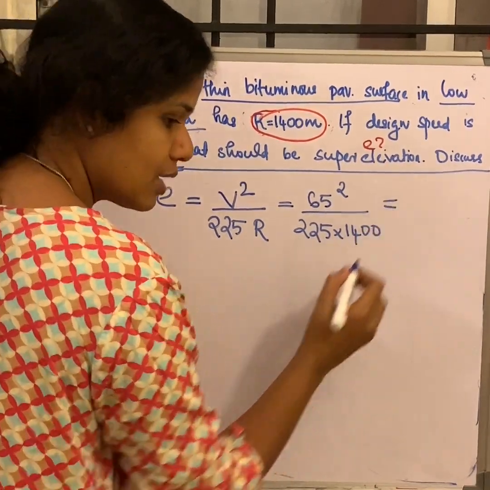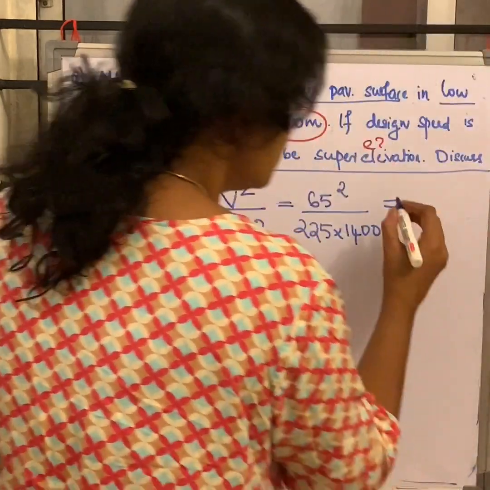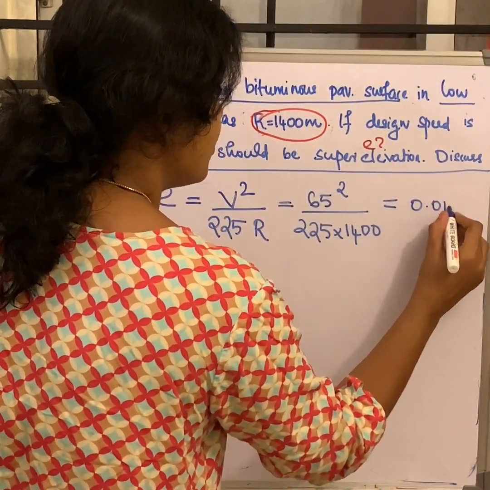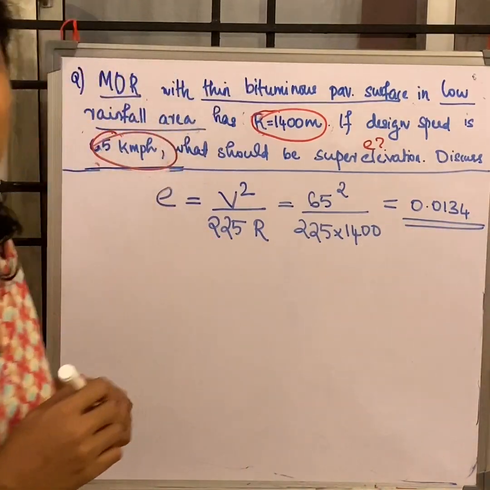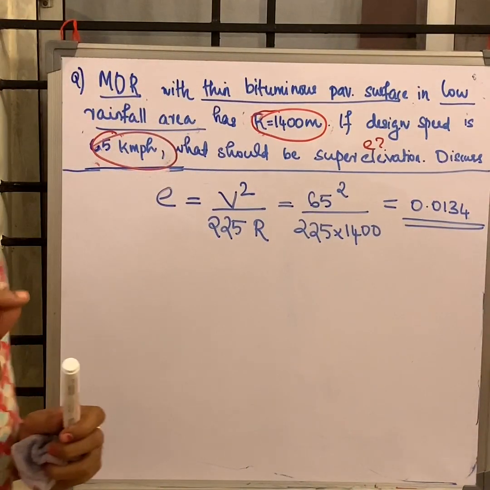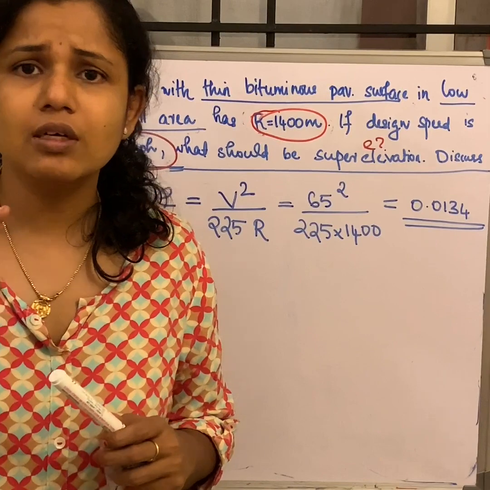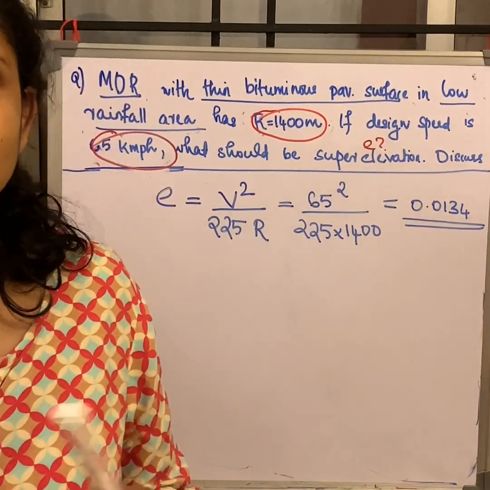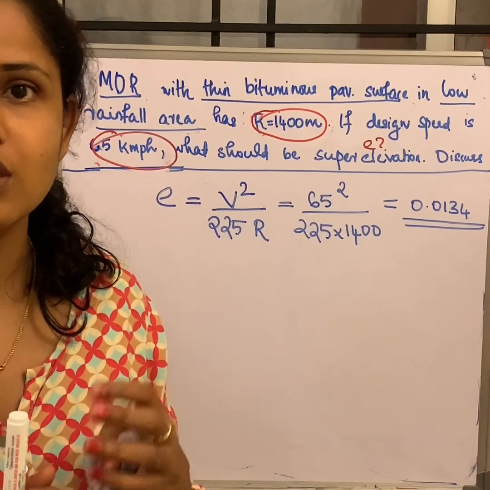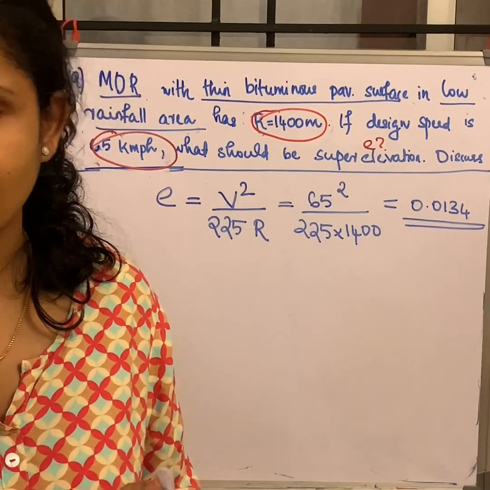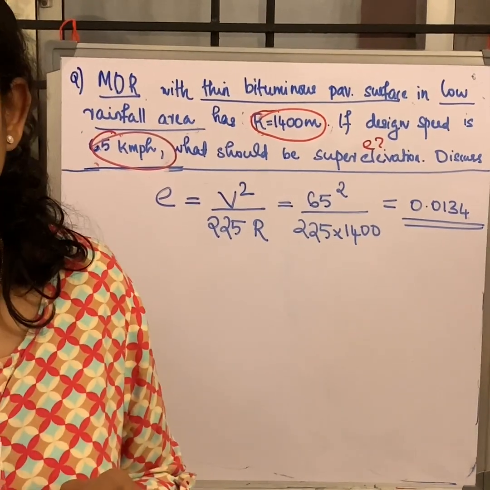So the answer is 0.0134. This is the super elevation value you are getting. Now, please pay a little more attention when we discuss the limitations in the value of super elevation. We discussed the maximum value, and what is the minimum value of super elevation.